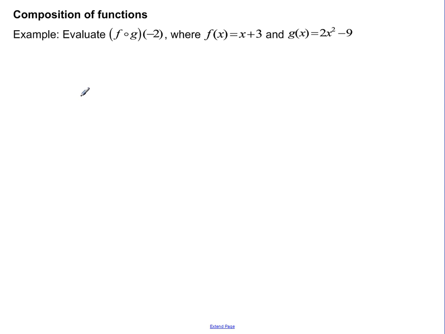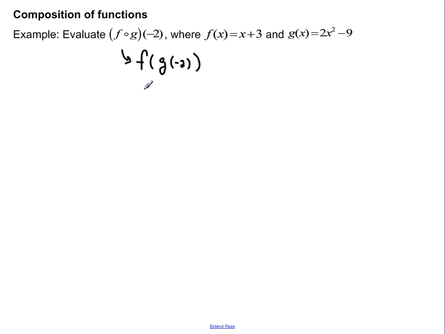This time, we're going to use a composition of functions to evaluate the expression f of g of negative 2. So let's work that out. What does f of g of negative 2 mean? Does it mean multiply the composition f of g times negative 2? Well, the answer is no. In this case, this notation means we need to evaluate g of negative 2 and substitute that into f of x.